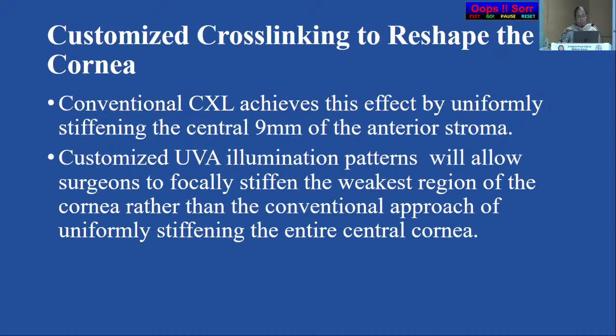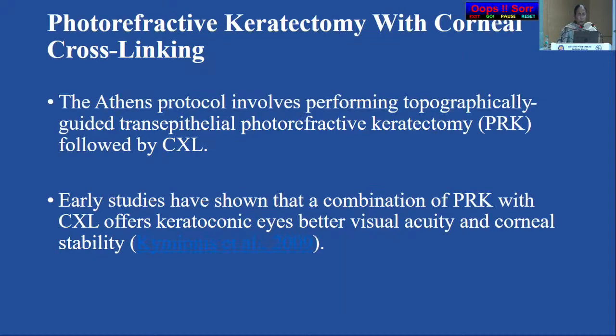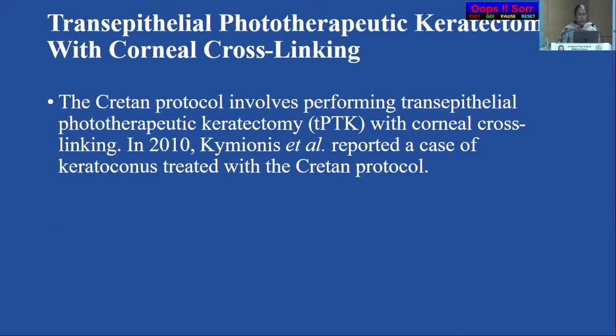There is also customized cross-linking to reshape the cornea. The conventional cross-linking achieves its effect by stiffening 9 mm, and the customized gives specific patterns. Photorefractive keratectomy has also been done, the Athens and the Cretan protocol, which involves performing it through transepithelial photorefractive keratectomy.